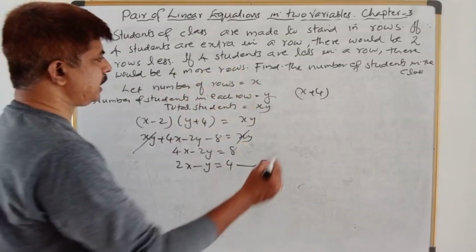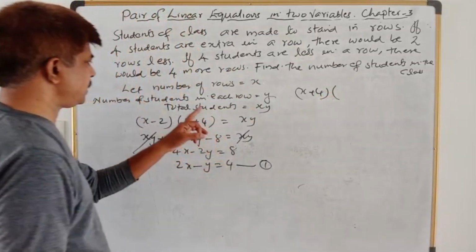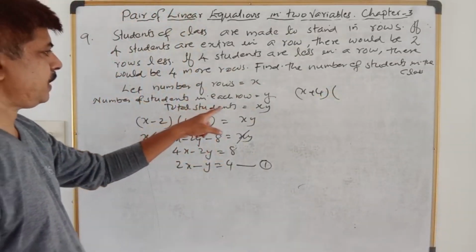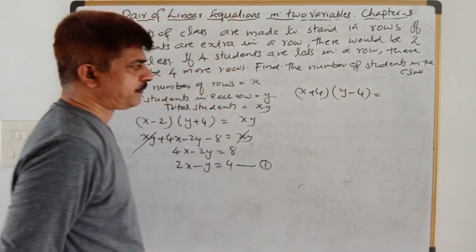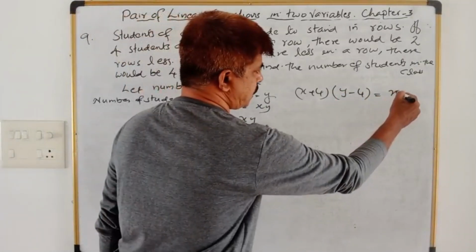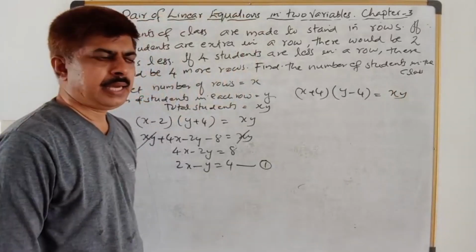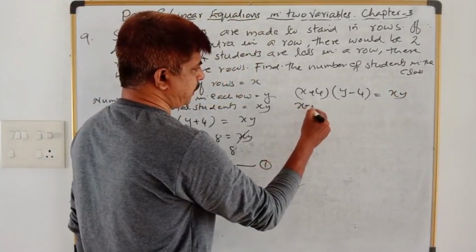4 students are less in a row, that means we have minus. Okay, x plus 4 into y minus 4 is equal to the product. What will the product be? Product means total students. How many total students are there? xy. Again, opening the bracket.